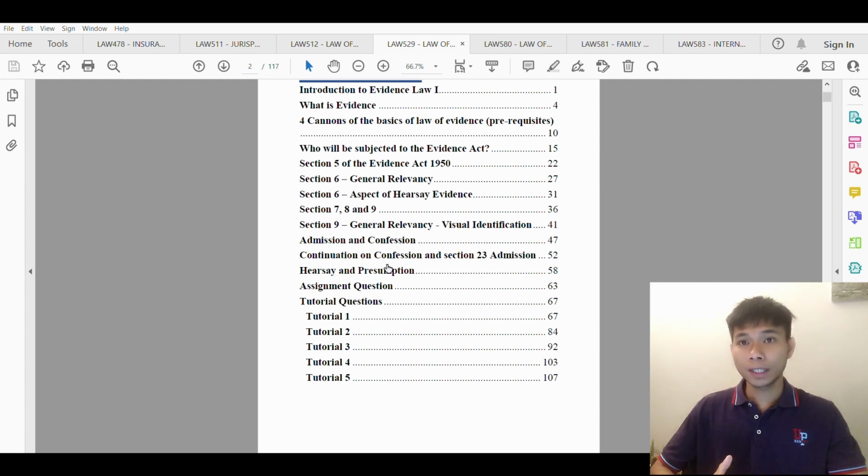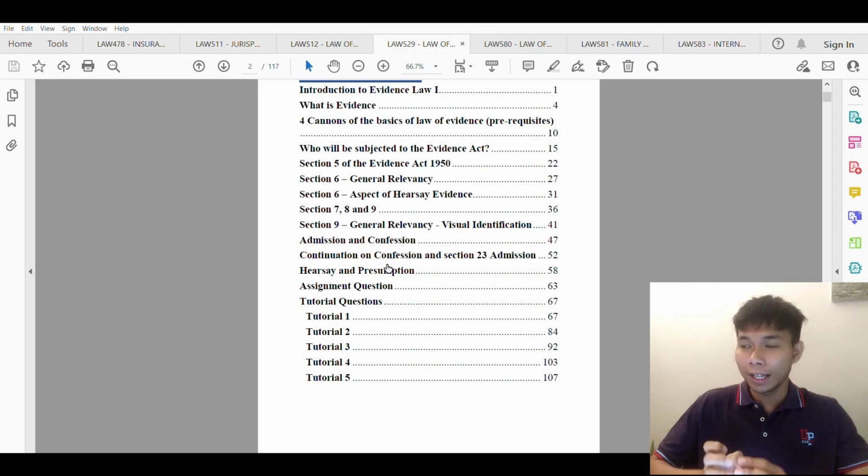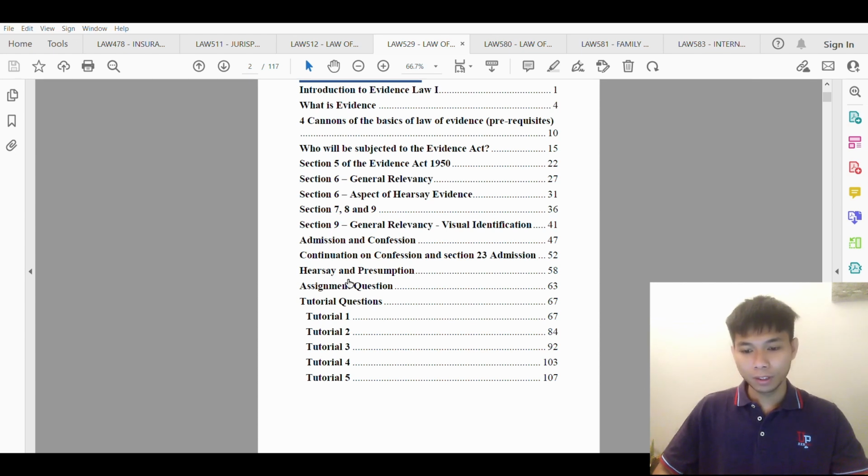And another example is that if you are below 16 years old, particularly a girl, and you commit some sort of sexual intercourse, that is presumed to be rape, because a person who enters into sexual intercourse under the age of 16 is automatically considered as rape. And then we have the assignment questions and tutorial questions.